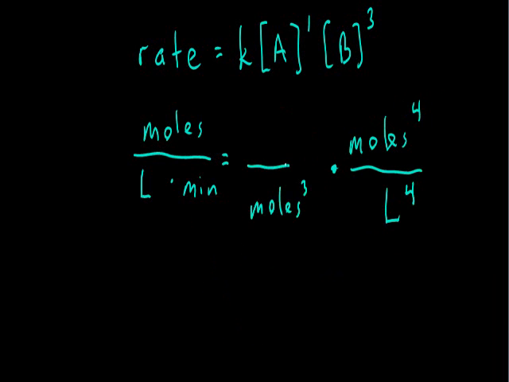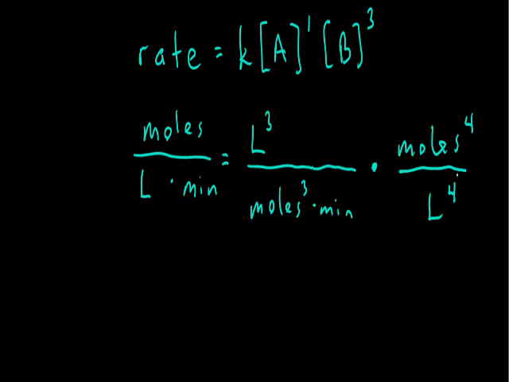Because we have liters to the fourth here and we want to end up with only liters, our numerator will have liters to the third. And because we have minutes here, we need to have minutes in our denominator, so this is liters cubed over moles cubed times minute. If we now multiply through our K constant, our liters cubed will cancel, reducing liters to the fourth just to liters. Our moles cubed will cancel, reducing our moles to just moles. Nothing cancels out with our minute.